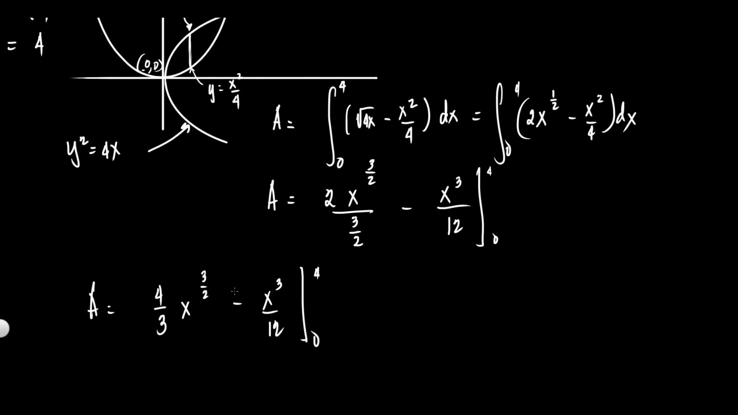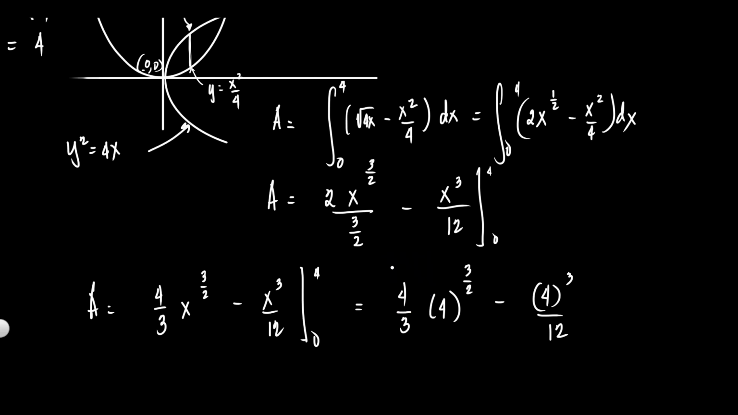So at 0, at the lower limit, that is 0, no? 0 minus 0 is 0. So the only value here is the upper limit. Okay, so we have 4 over 3 times 4 raised to 3/2 minus 4 raised to 3 over 12. Minus 0 now, the lower limit.